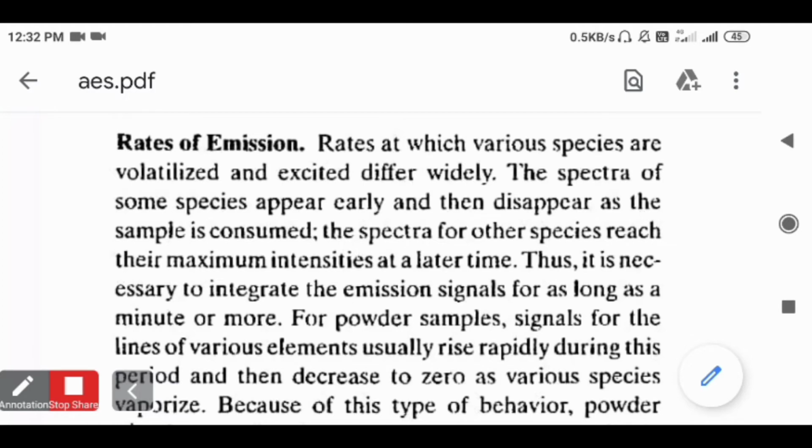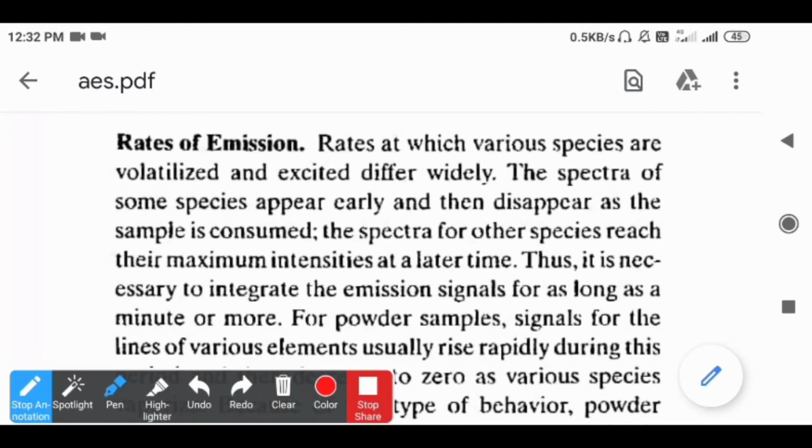The rate of emission for various species depends upon two processes. First, volatilization of the sample, and then excitation of the particular sample. In order to volatilize the sample, we require different times as well as different temperatures for the particular species. Some species volatilize easily, and they get excited and show their spectra.